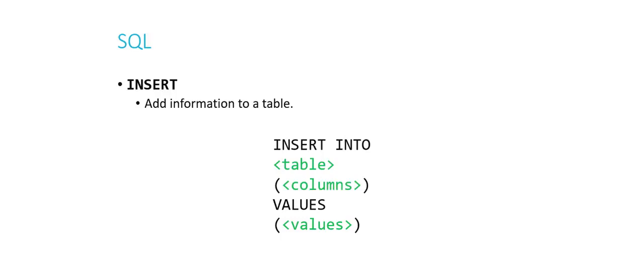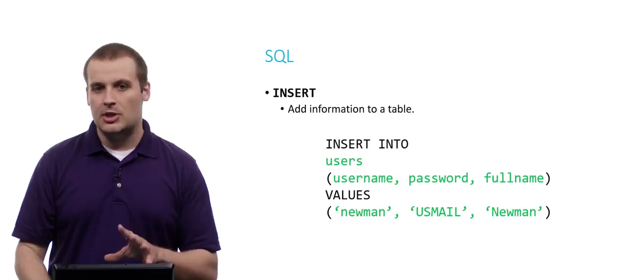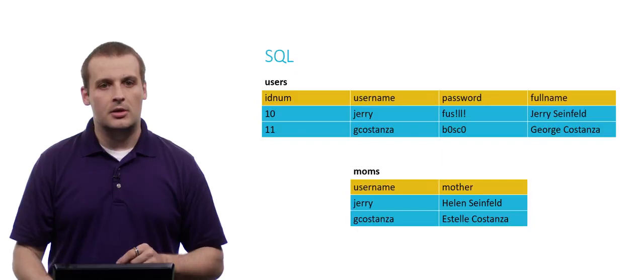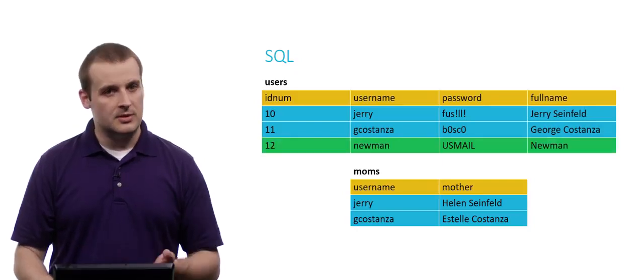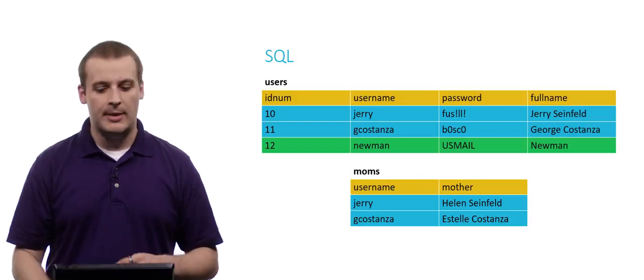Then we have values, and then a comma-separated list of the values that we want to put into those columns in the same order. So, for example, I might want to insert into users into these 3 columns: username, password, full name, the values, respectively, Newman in lowercase, US mail, that's going to be corresponding to the password, and then capital N Newman for full name. So assuming that I execute this query on the users table shown here, what's going to happen? Well, this is what's going to happen. We're going to add this row because we inserted into the users table.